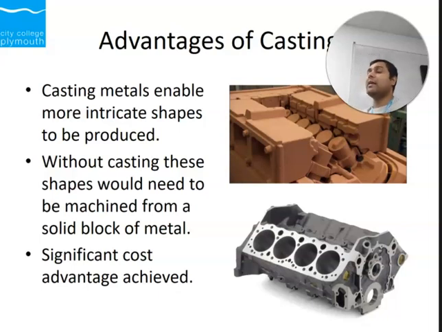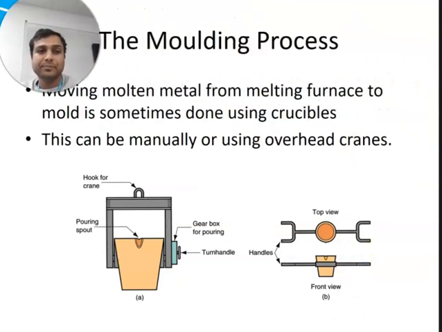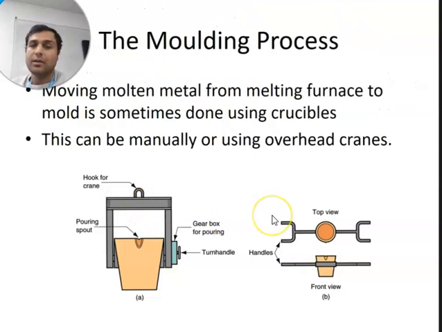In casting, we can have a hollow component as well. Different shapes and different sizes can be achieved. Now, when we do the casting, we transfer the molten metal, which is here, manually into the cast mold. Or sometimes we actually use a big ladle, like the one shown on the other side. So it's up to you how you want to do it.